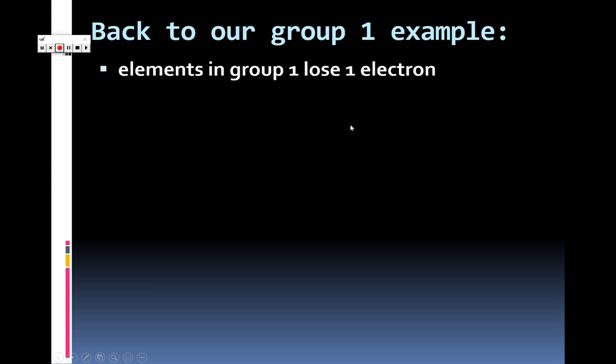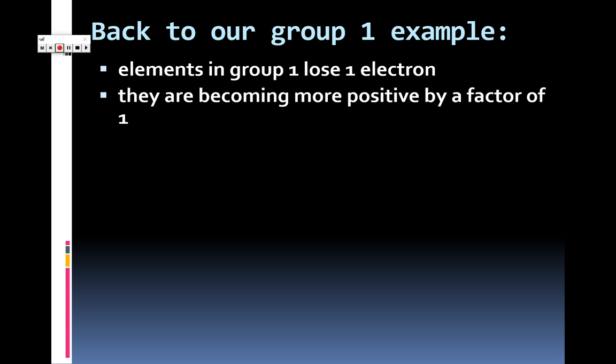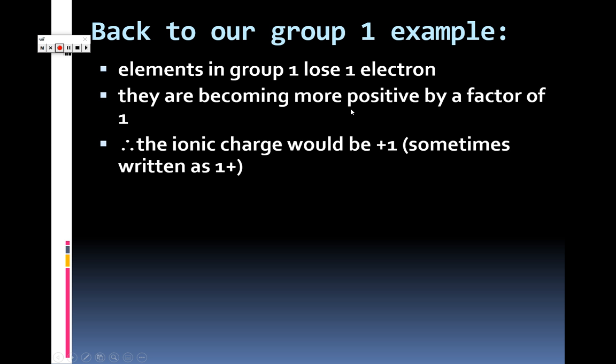Okay, so they are becoming more positive by a factor of 1. The ionic charge would be +1. Some teachers I know are really particular if you write it as +1 or 1+. I don't really care. When it's going to matter, maybe at the end of grade 12 chemistry or first year chemistry, we're going to talk about a special class of reaction, redox, where you write oxidation states like this particularly. But for us, it doesn't matter.